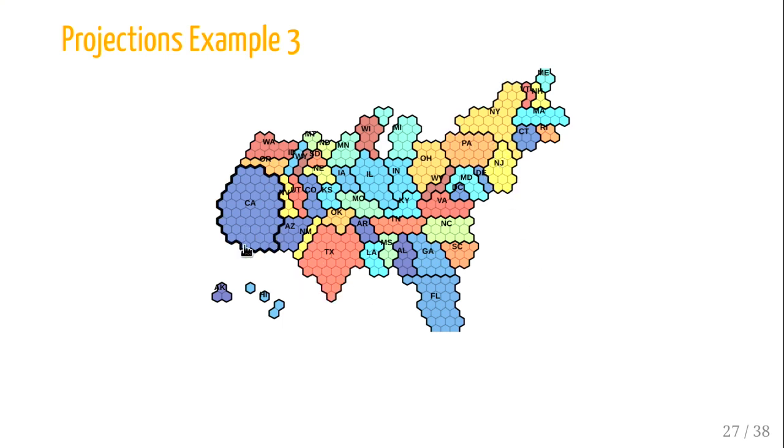Texas is huge, again California. So essentially the idea is to change the geometry such that it truly represents the value that you're trying to plot. Here, it's electoral votes, so that you get a proper interpretation of the data.